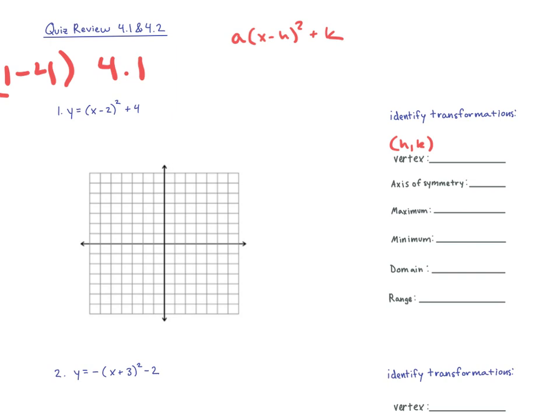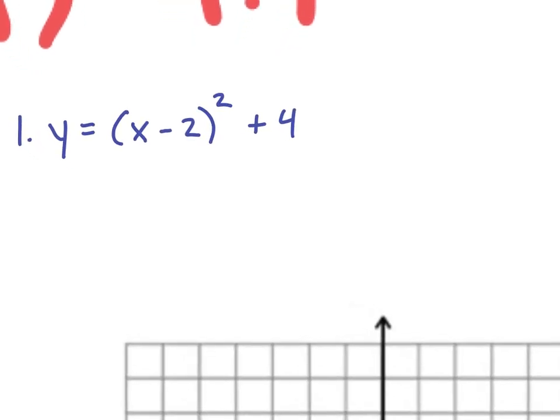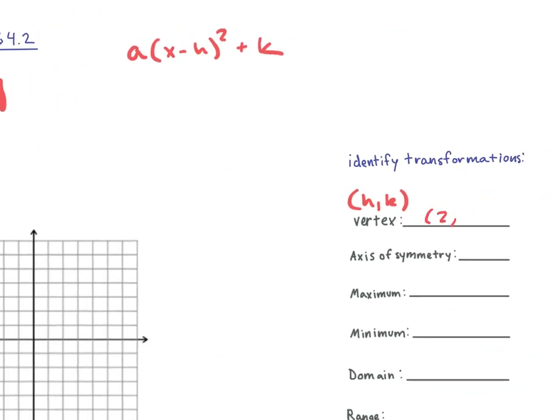So what is our vertex? If you have it open on your iPad, it's not that far away, right? Okay. For number 1, what's our vertex? What's our h? Negative 2, but what do we have to do to the h? Change the sign. So always flip the sign of the h, and then what's our k? 4. So our vertex is 2, 4. What's our axis of symmetry? x equals 2. Always the same as the first number in the vertex.